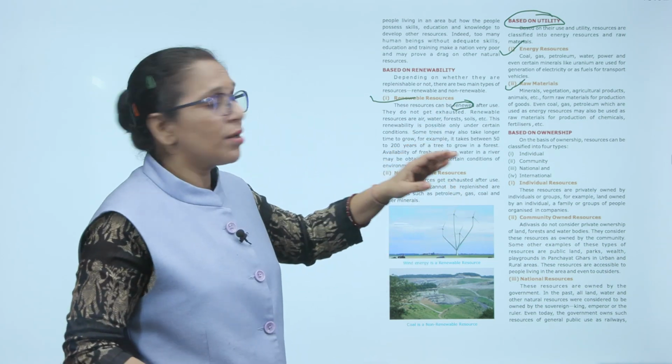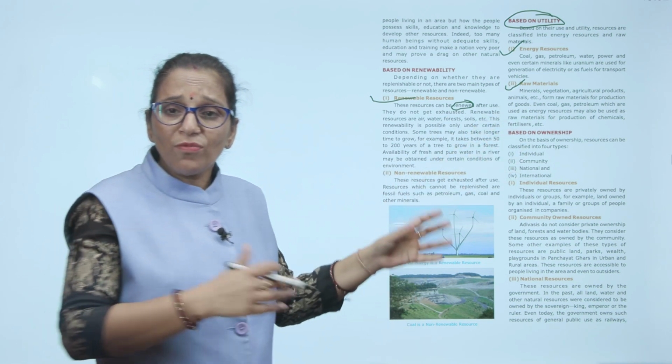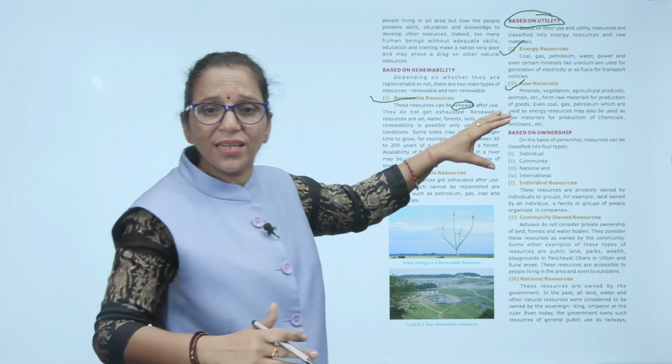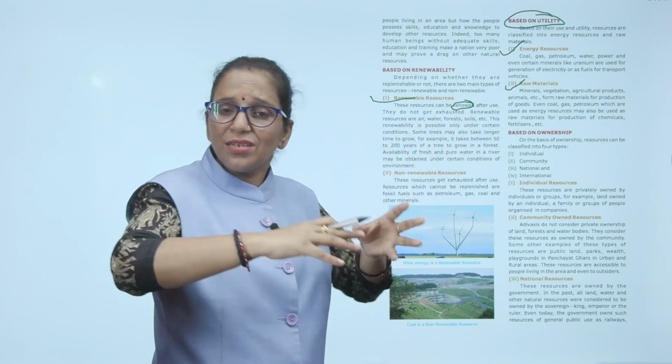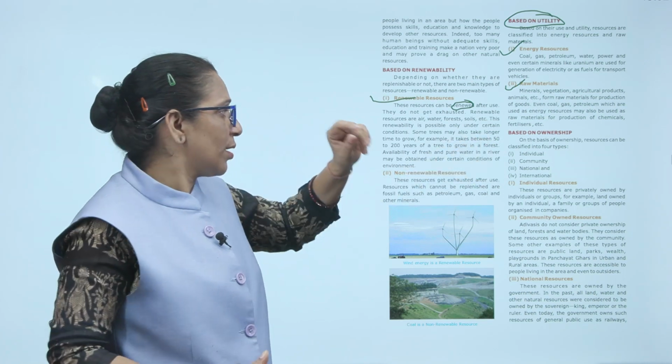Second is the raw material: minerals, vegetables, agriculture products, animals, etc., from where we get the raw material for production of goods. So they are acting as a raw material, not as a finished good. And by using these raw materials, we are making the finished goods. So they are known as raw material.